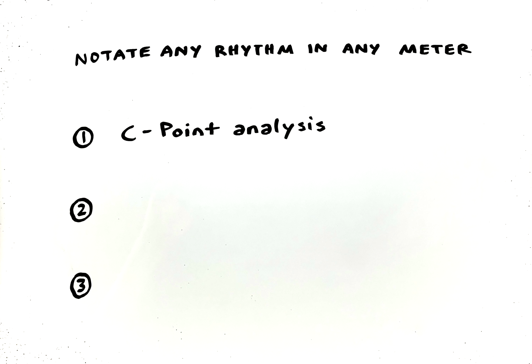Let's tie everything we've discussed into one final example. Let's say I've got 6 dotted quarter notes under a 7 tuplet. How would I notate this in 5/11 meter? To notate any rhythm in any meter, we need to perform 3 steps. Step 1. Perform a C-point analysis of the notes and rests. Step 2. Add in as many bar lines as you need to frame the entire example.